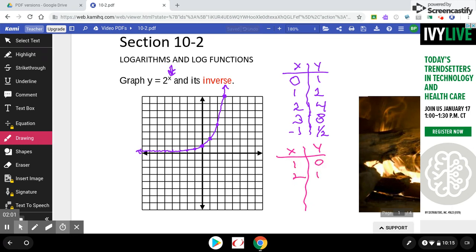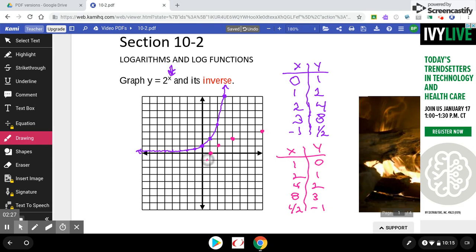How about the second one? Third one. Fourth one would be 8, 3. And then I'm even going to flip this last guy. So we'd have a 1/2 comma -1. So graphing those guys, I got a 1, 0. I got a 2, 1. I got a 4, 2. I got an 8, 3. And then this guy right about here.